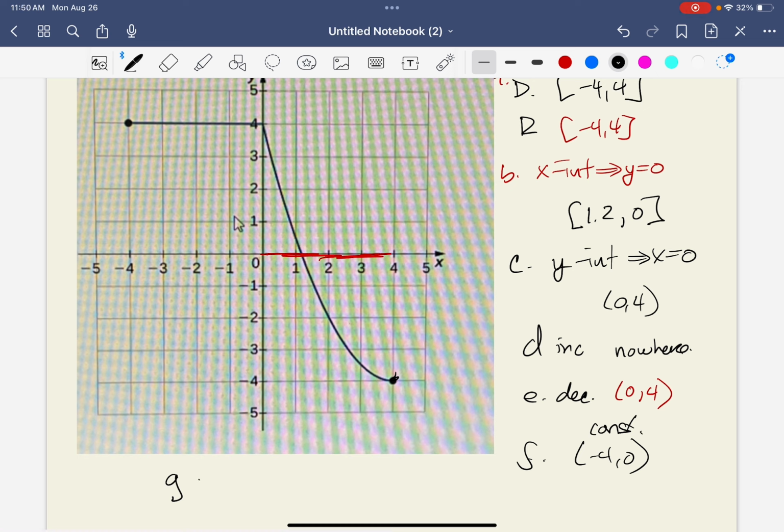G asks if it's symmetric. I don't think it's symmetric, so nowhere. And H, it is neither. It is not even, nor is it odd. Even would be symmetric with the y-axis, and odd would be symmetric with respect to the origin.